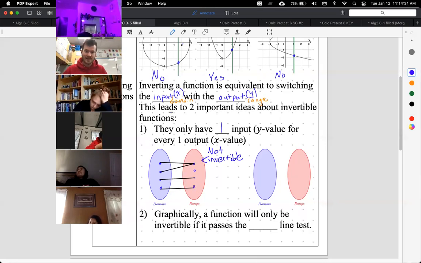The problem is this point right here. If I say, start at that point in the range, where does it go to? You're scratching your head like, it goes to one of these 2 points. I don't know which one. And that's the problem. In order to be invertible, you cannot have 2 things in the domain going to the same thing in the range.